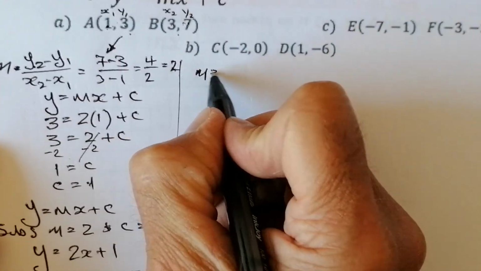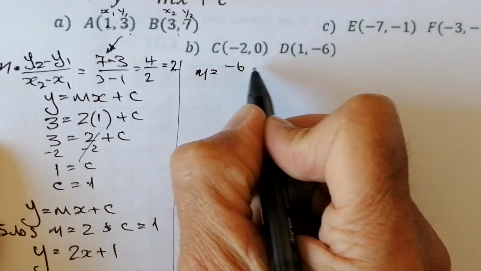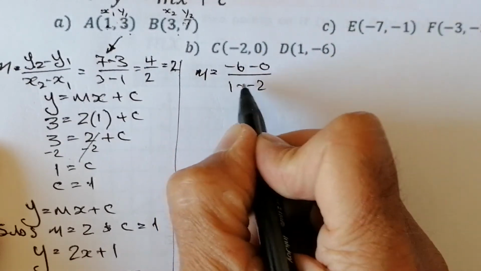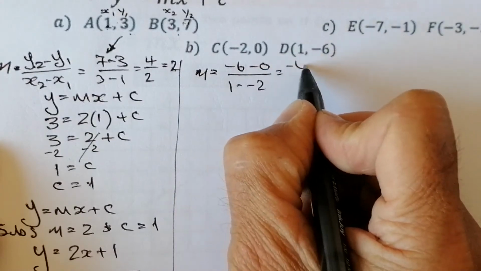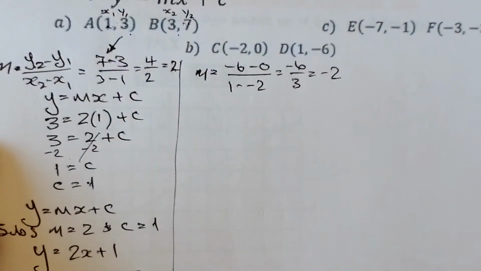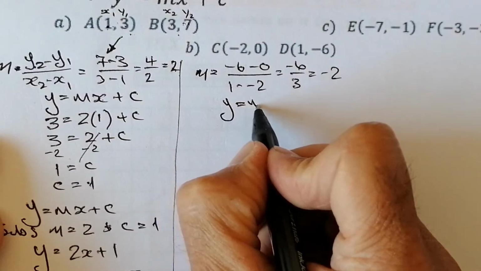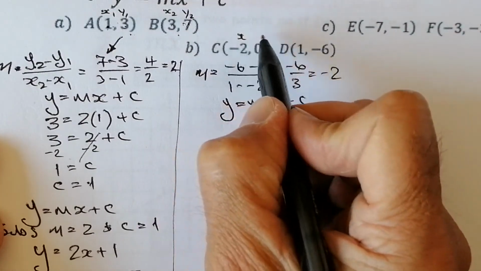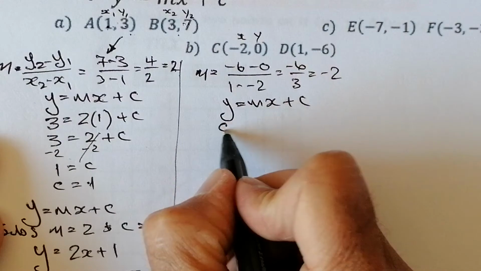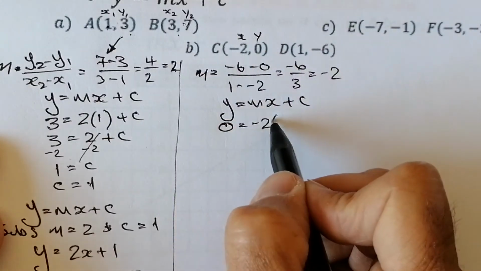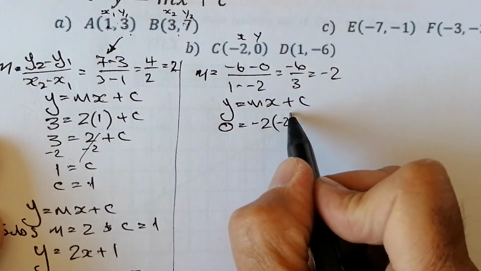Okay. So my gradient is equal to minus 6, take away 0, that take away that, 1 take away minus 2. So I've got two negatives that are there. Gives me minus 6 on the top, that'll give me 3 on the bottom, that gives me a gradient of minus 2. Remember, I'm going to use y equals mx plus c, and I'm going to use one of these points. I'm going to use this point for my x and that my y. So I've got 0 at this side. The m value I worked out was minus 2. I've got an x value of minus 2 as well.